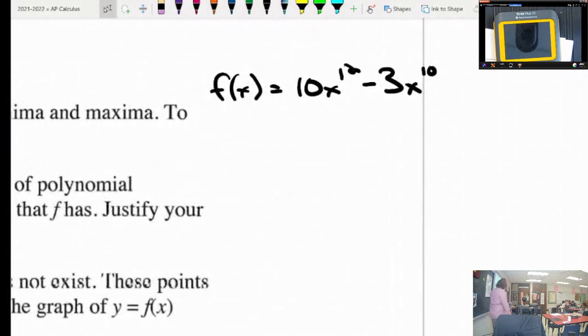As far as factoring things out goes, the only thing you really can factor out of this is the x to the 10th power that both of those terms have. So I would factor out x to the 10th, leaving 10x squared for the first term and a minus 3 for the second term.